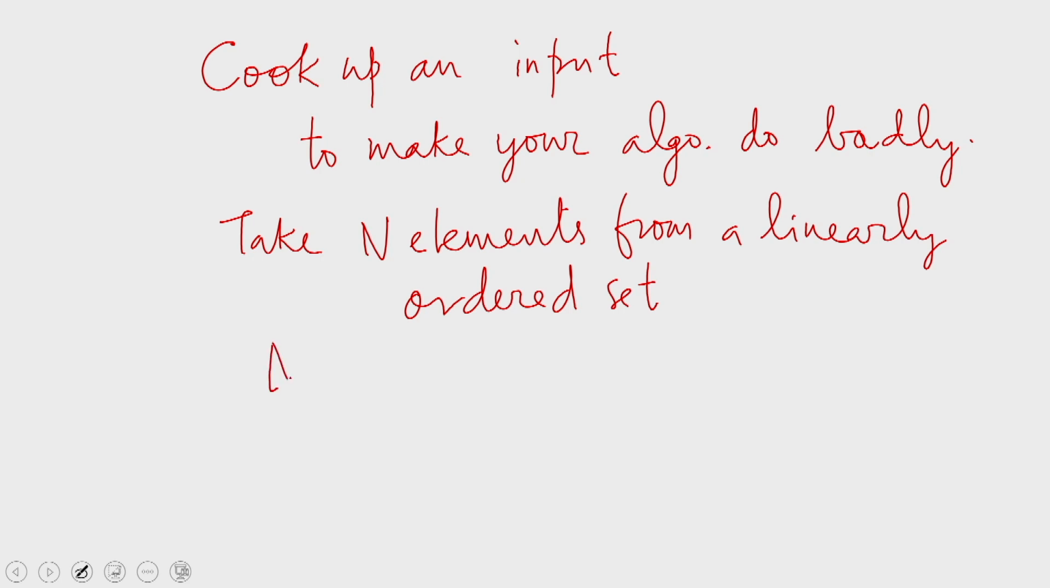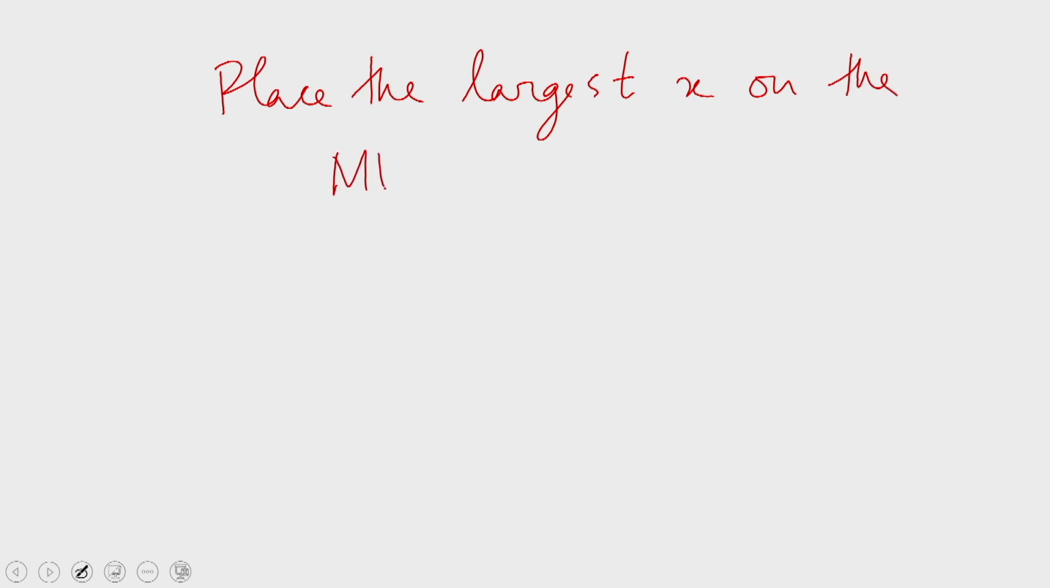Let us say the size of the maximal independent set of the graph that we have found is x. That is, we have drawn a graph and we have found a maximal independent set in it. Then, of the n elements that we have taken, place the largest x on the MIS positions. The remaining positions are filled anyhow.